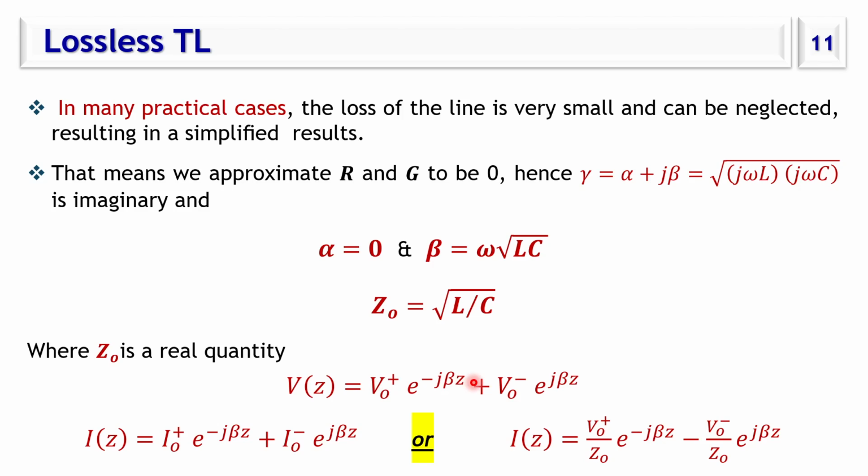For the wave propagating in positive Z, the relation is I plus equals V naught plus divided by Z naught. For the wave propagating in the negative Z direction, I minus equals V naught minus divided by Z naught multiplied by minus 1. So carefully handle this. Don't think this is negative. No, this is positive. It is negative when we express current in terms of voltage.